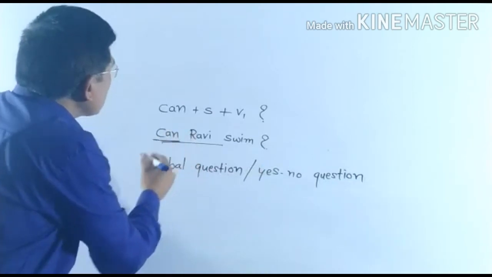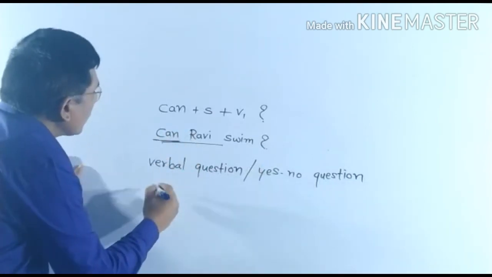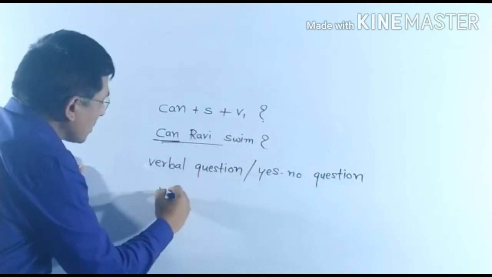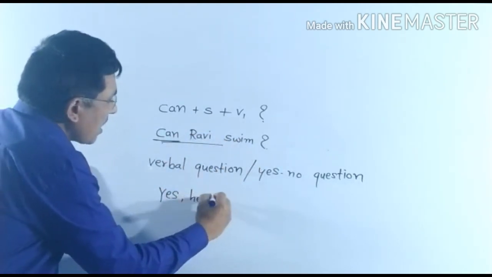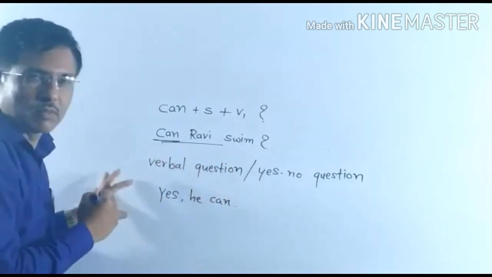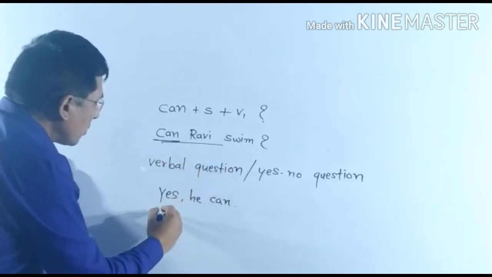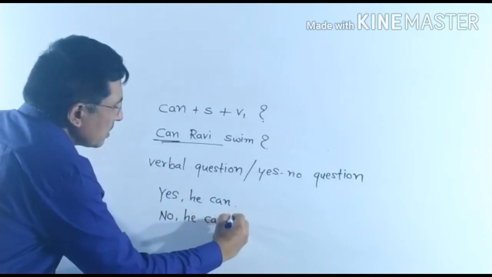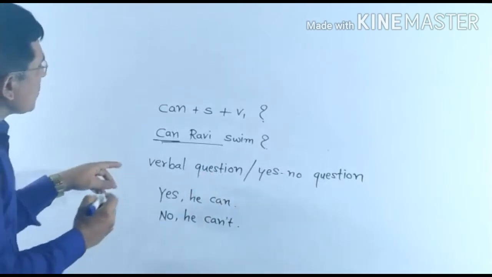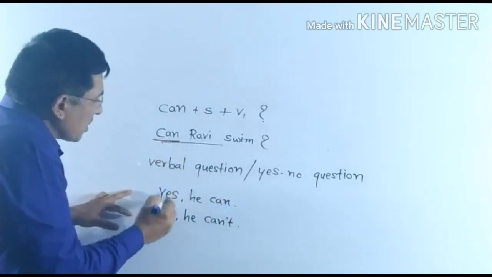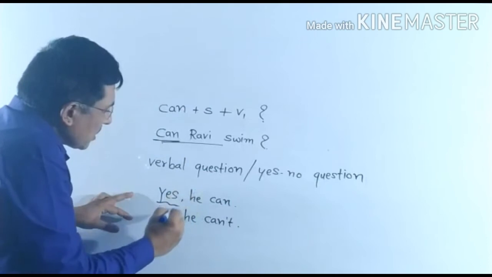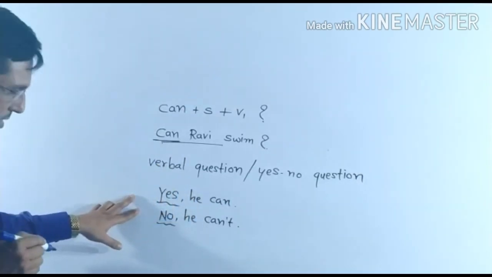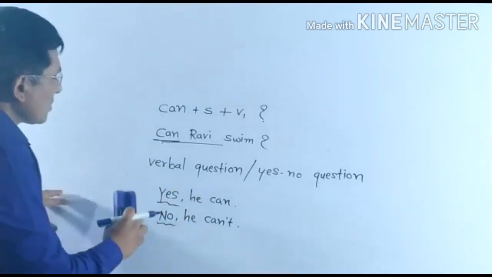Now let's answer this question. What will be the answer here? Can Ravi swim? Yes, he can. Or no, he can't. So in this way, we can answer this question either using yes or no. So it is called yes no question. Take one more sentence.